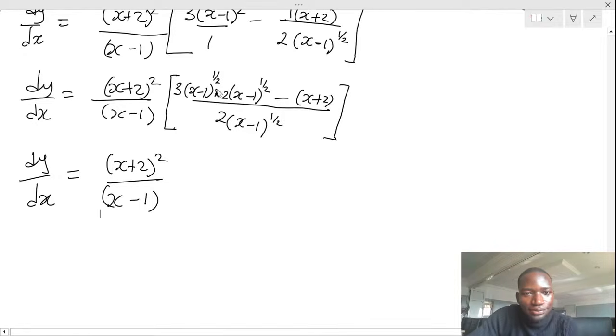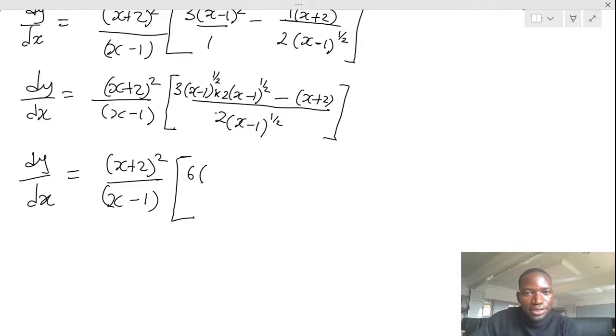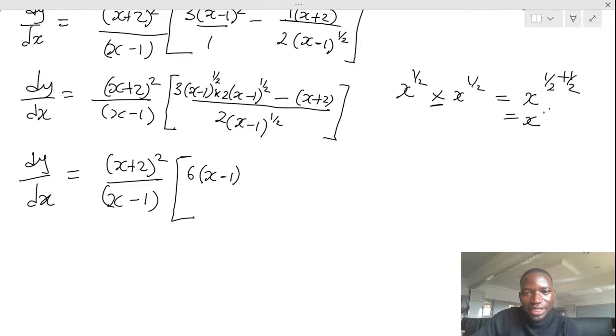So if you look at this, 3 times 2 will give us 6. Then this is going to give us x minus 1. How do I get that? All right, let's assume the whole of this is x raised to the power half multiplied by x raised to the power half. According to the law of indices, you add up their powers if you have multiplication in between them. So half plus half will give you what? 1. That's why I have it like that. Do we get that now? So that's that. Then minus x plus 2 into 2 into this.